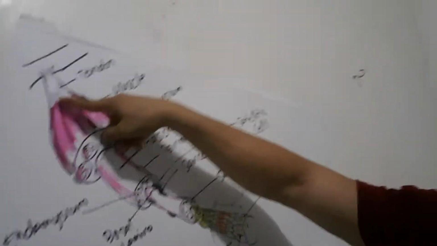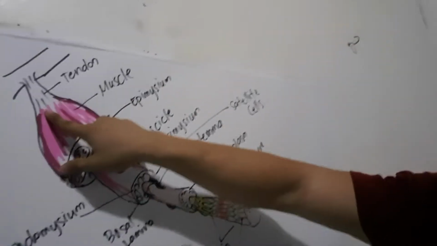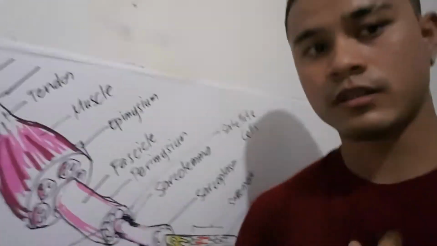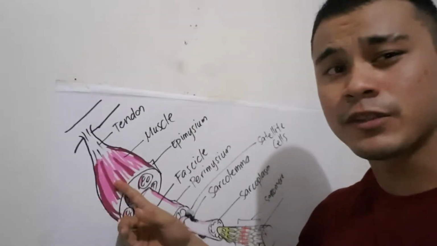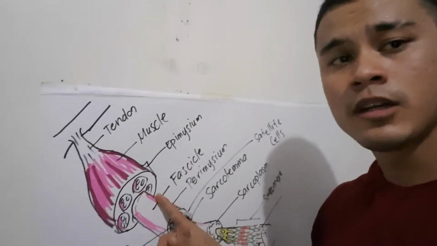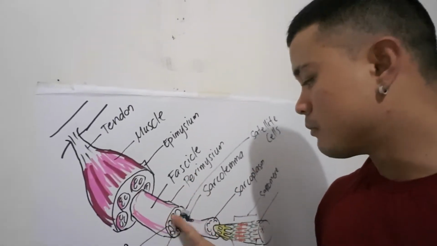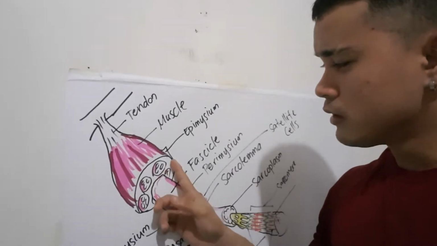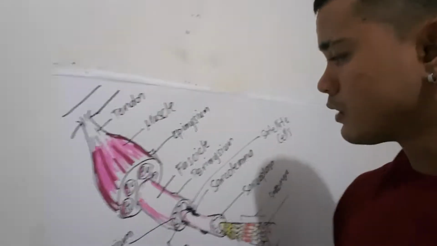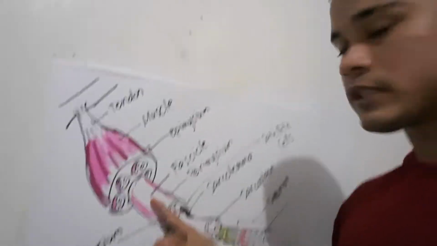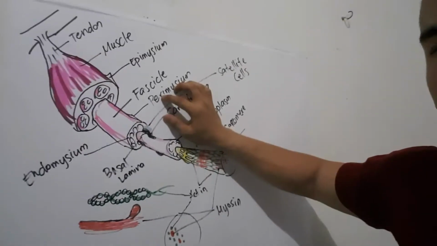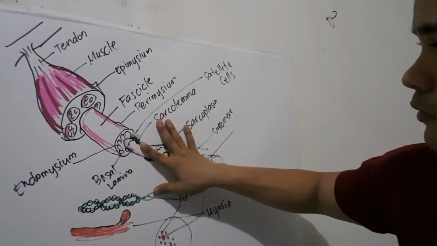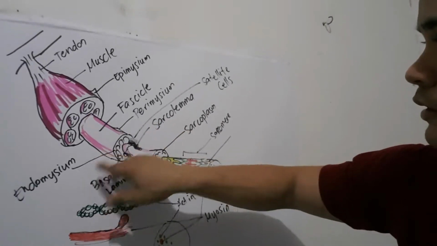Now, what makes the muscle look like it has fibers is not actually the muscle fibers themselves. It's actually fascicles. Fascicles are bundles of muscle fibers. I'm going to explain that in a bit. The fascicles are covered by a connective tissue called perimysium.